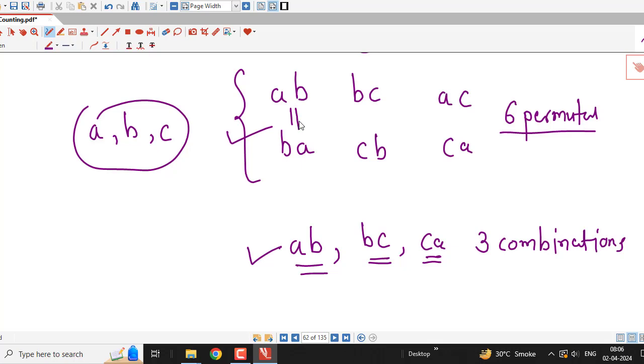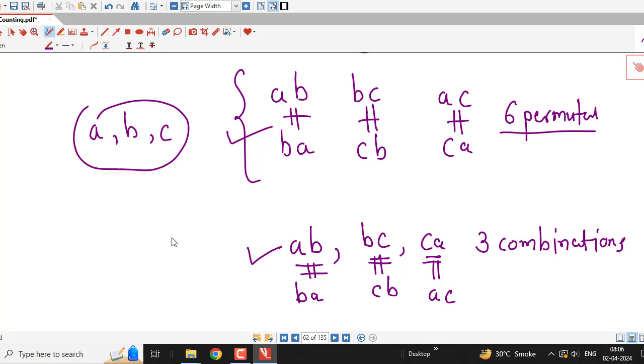Because here order is important, these are considered different arrangements, and because here order is not important, we consider AB and BA as equal, BC and CB as equal, CA and AC as equal. So this is the idea of combination.